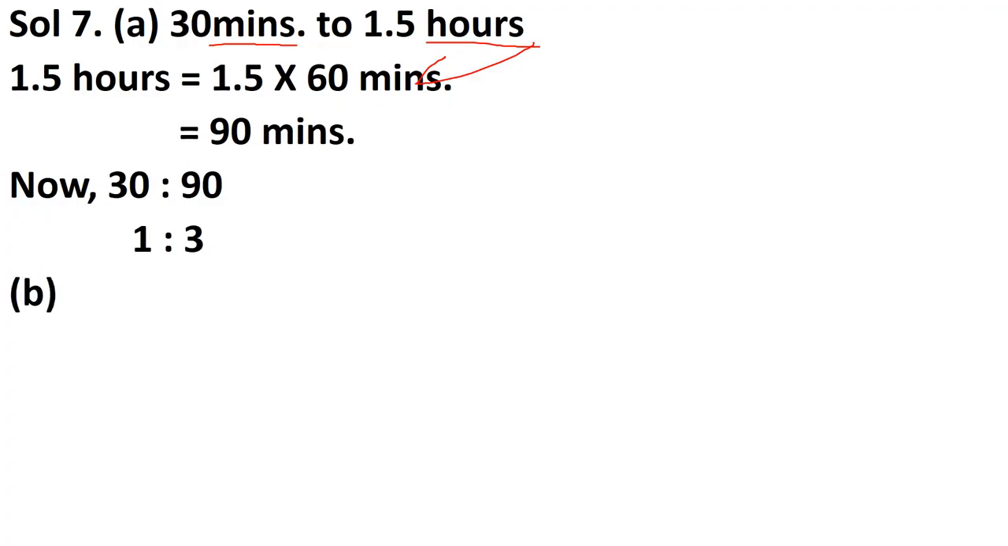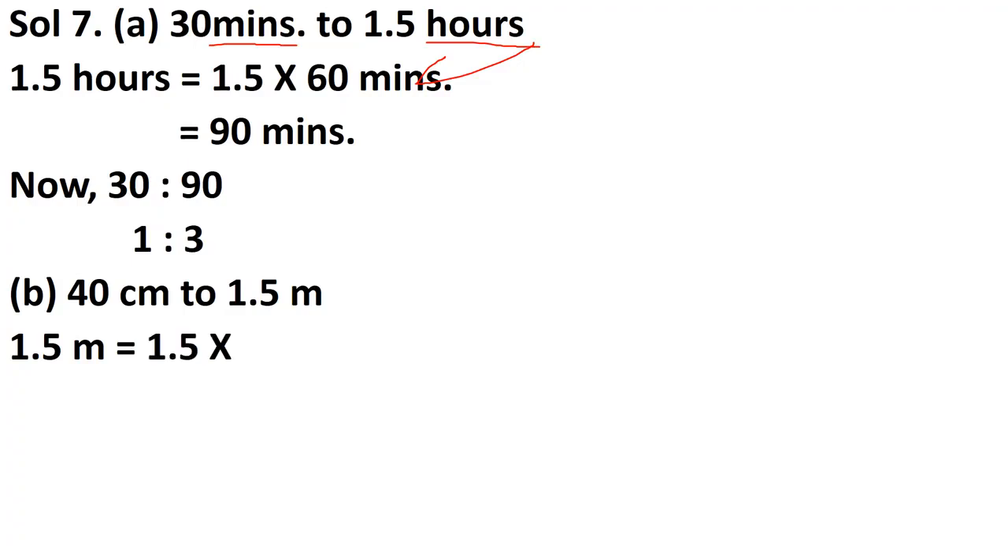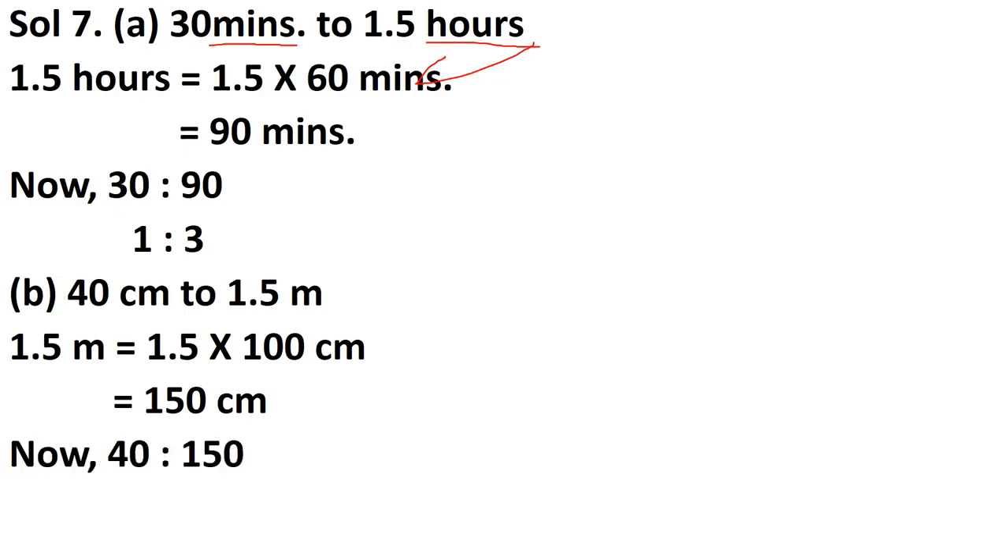See its B part. It is between 40 centimeter and 1.5 meter. Again two different units. So we will convert 1.5 meter into centimeter by multiplying it by 100 centimeter, which is equal to 150 centimeter. Now you can find out the ratio easily between 40 and 150. We will not write down units while finding the ratio.